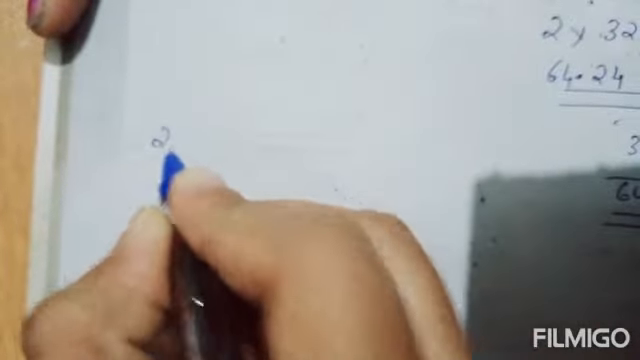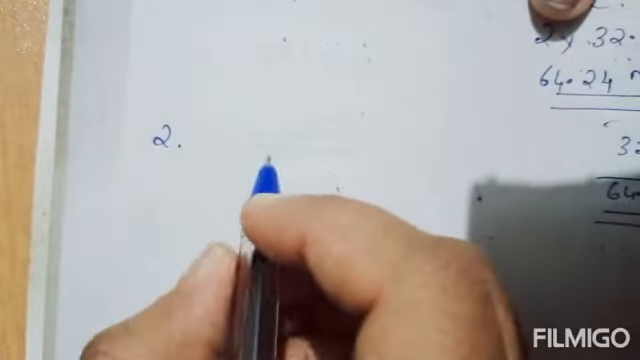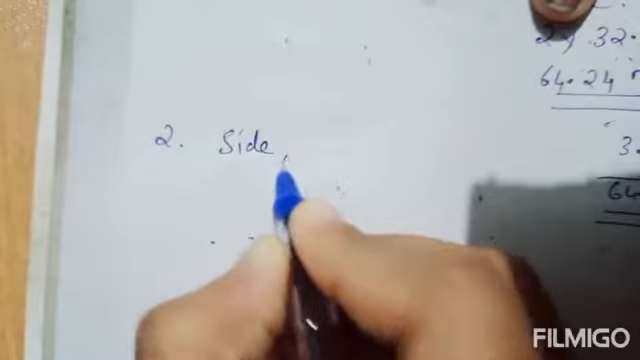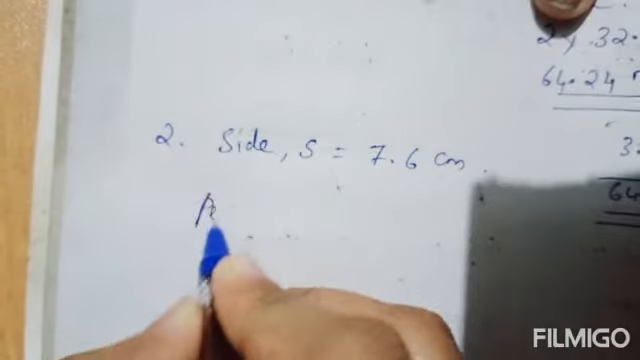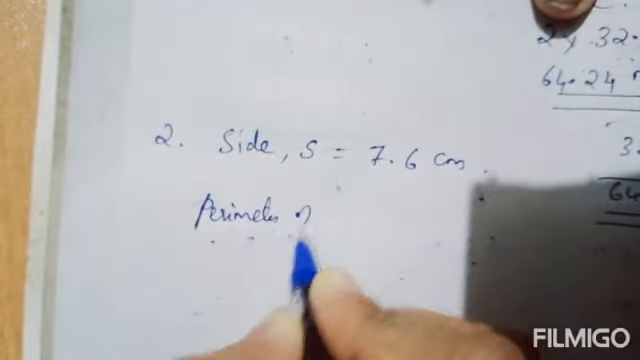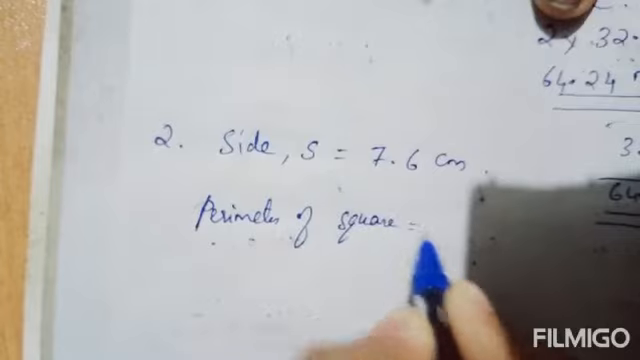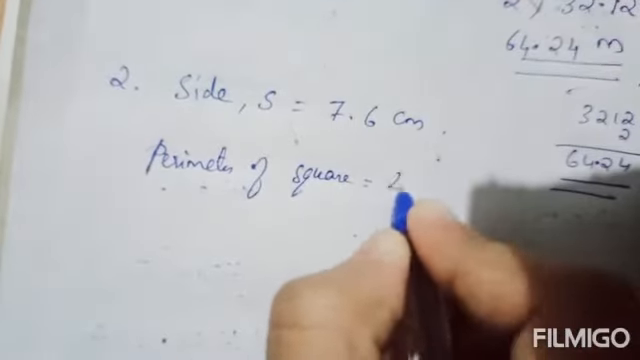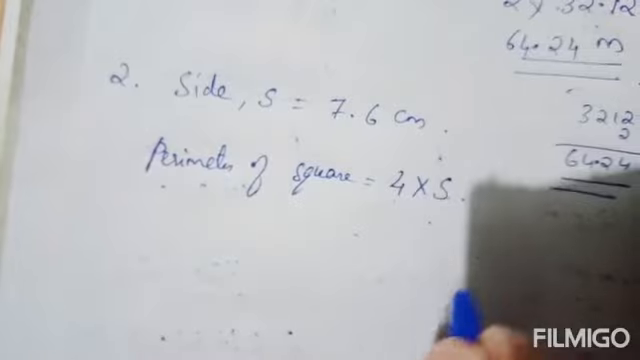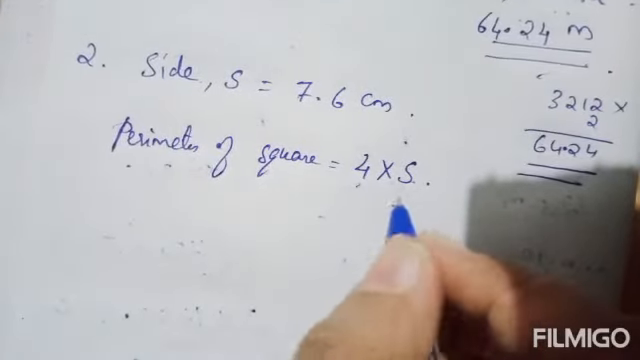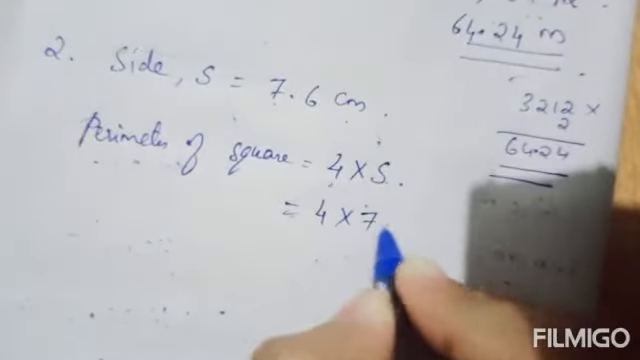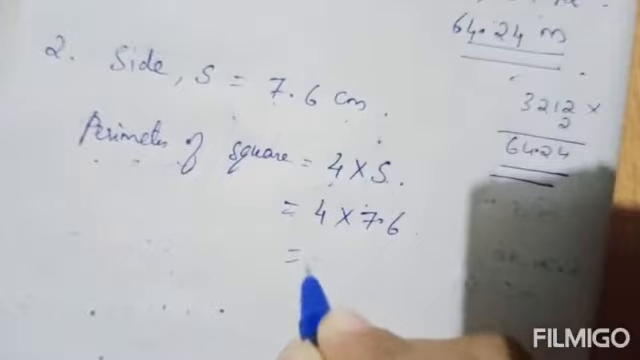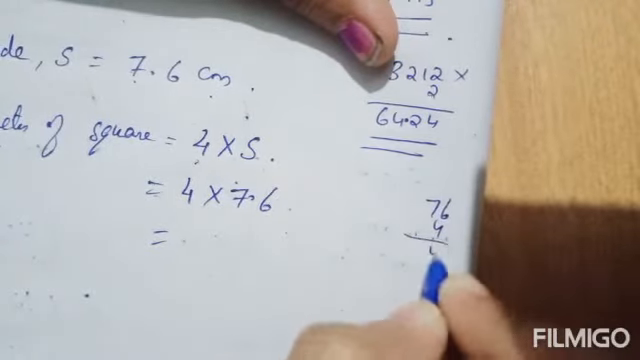Now in that second question, find the perimeter of a square whose side is 7.6 centimeter. So side S is given 7.6 centimeter. You have to find the perimeter of square. Okay. Now what is the formula for finding the perimeter of a square? It is 4 into S. 4 into side it is. Okay. So 4 into what is given the side? 7.6. Okay. So 76 into 4.